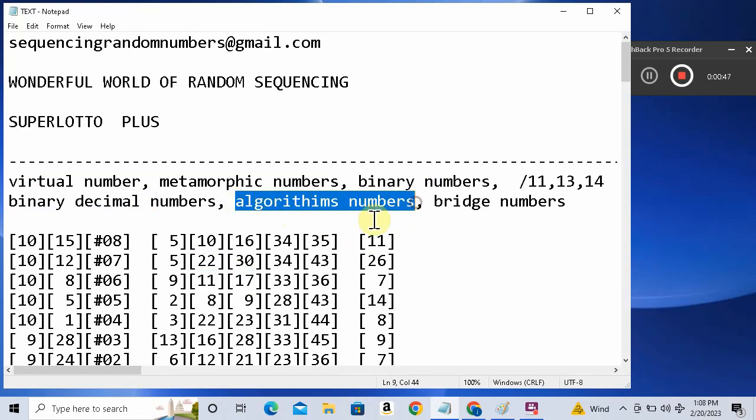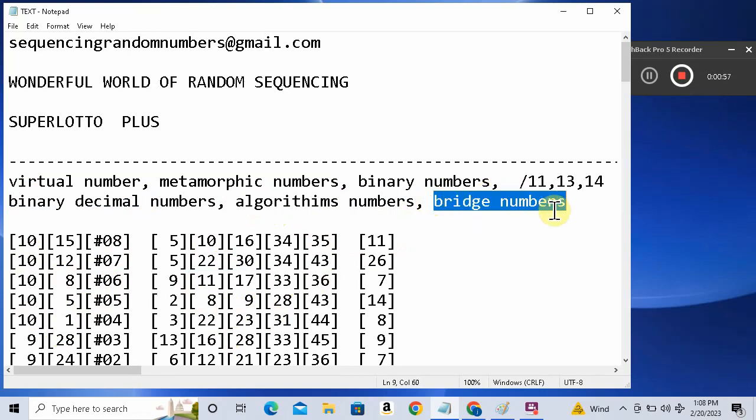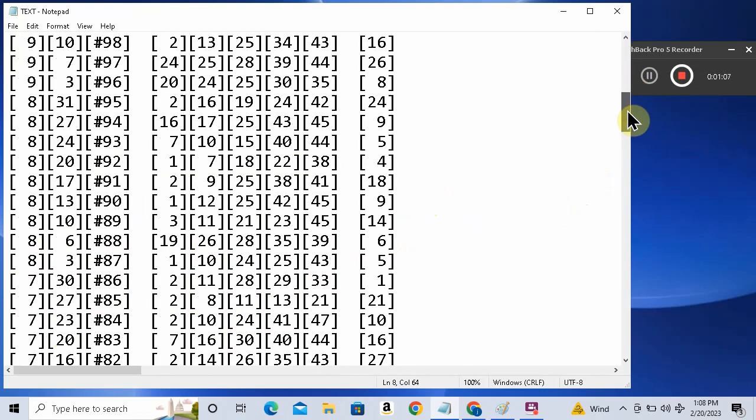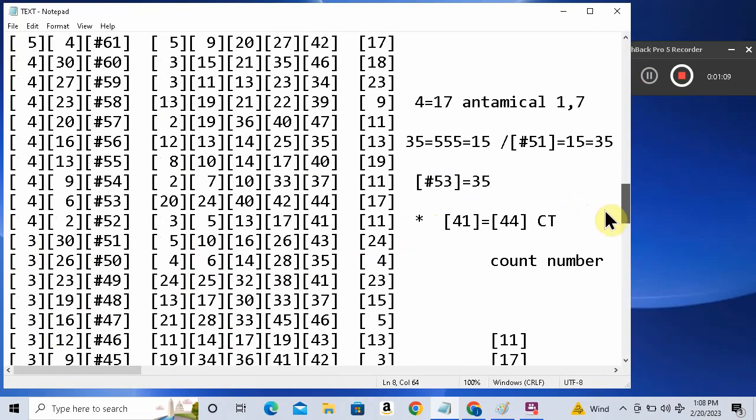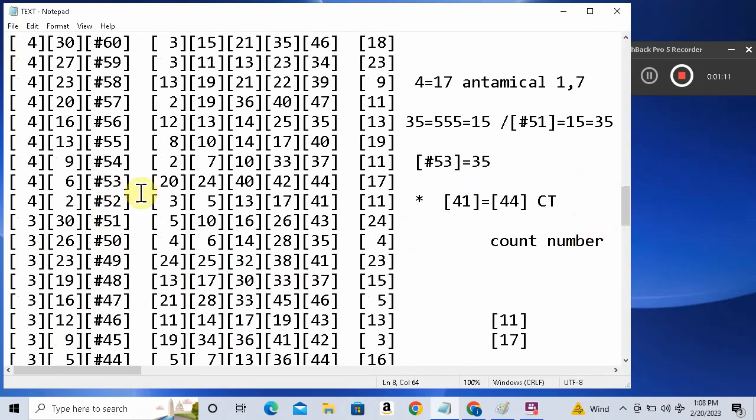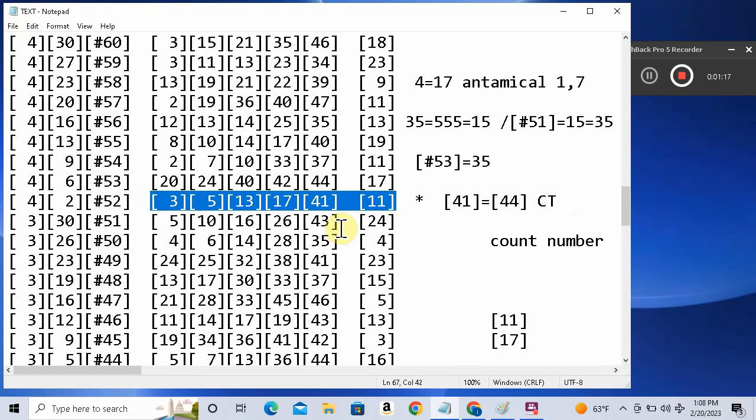Algorithms. All these numbers represent algorithms, and even these numbers over here are related to the sequences. And so the bridge numbers. These are the bridge numbers here. They help to link sequences. They're the 11, 13, and 14. Now we're going to be looking at this particular sequence right here. It is the 35, 3, 5, 13, 17, 41, 11.